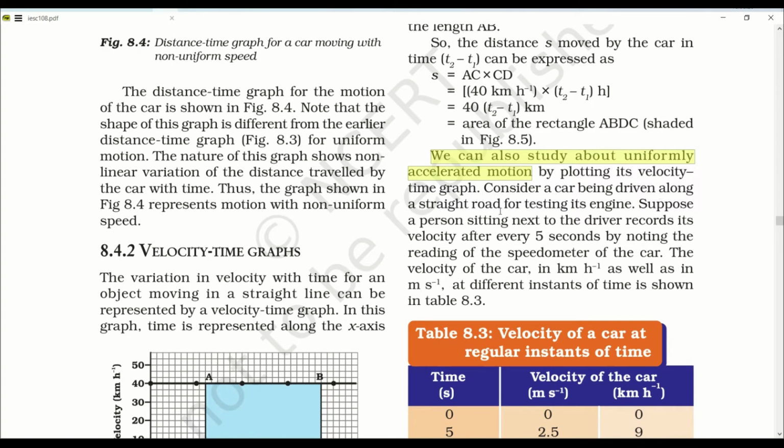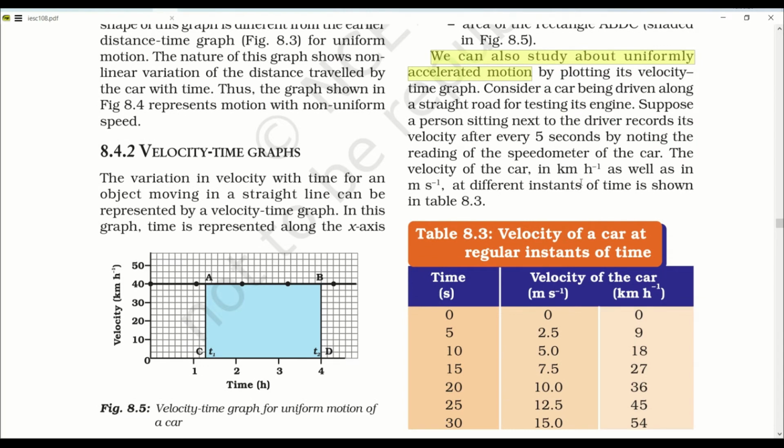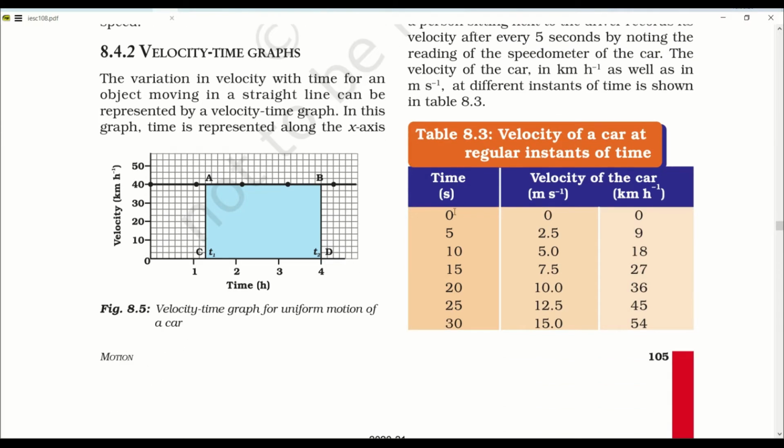Consider a car driven along a straight road for testing its engine. Suppose the person sitting next to the driver records its velocity after every 5 seconds by noting the reading of the speedometer of the car. Velocity of the car in kilometer per hour as well as meter per second at different instants of time is shown in table 8.3. Here you can see at 0 seconds the car had a velocity of 0 meter per second or 0 kilometer per hour. At 5 seconds it had a velocity of 2.5 meter per second or 9 kilometer per hour.